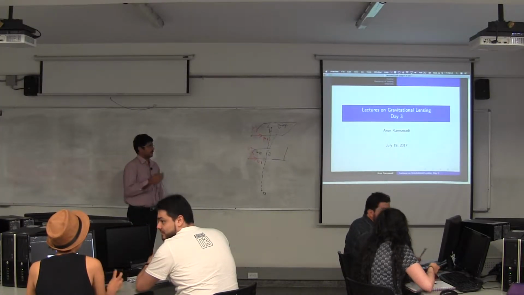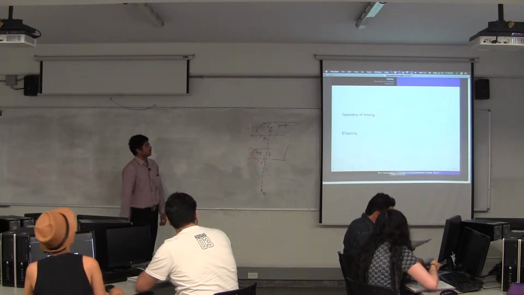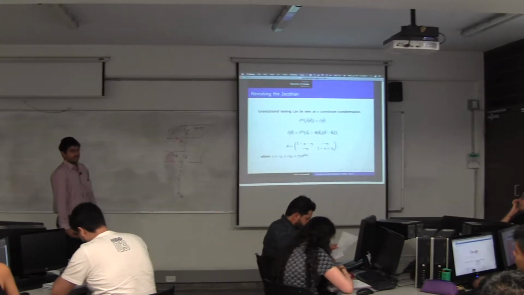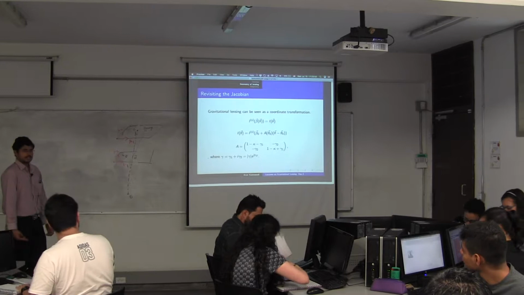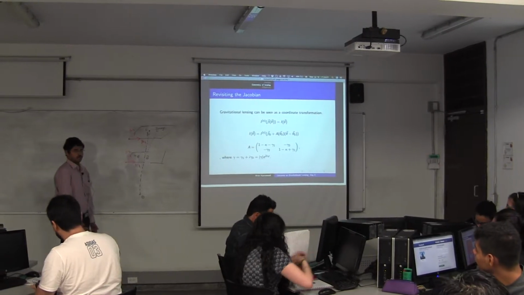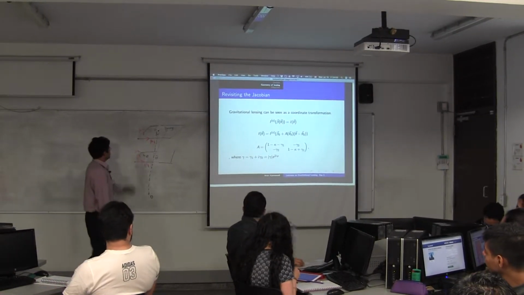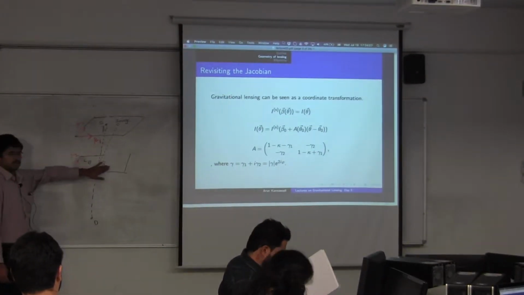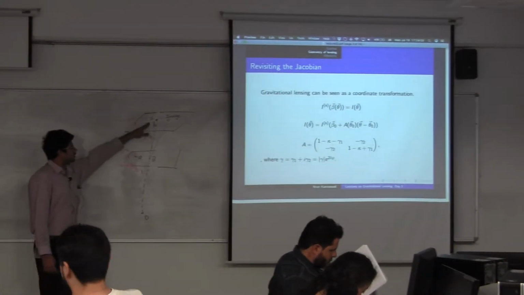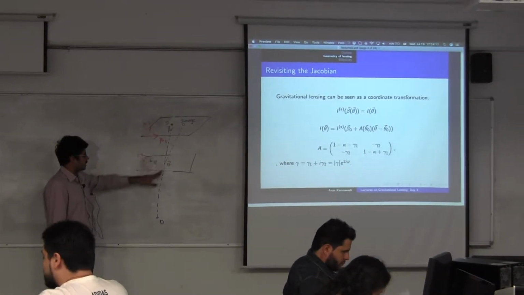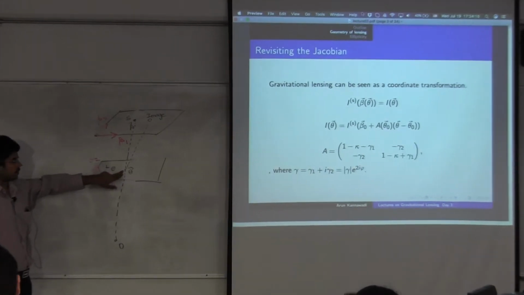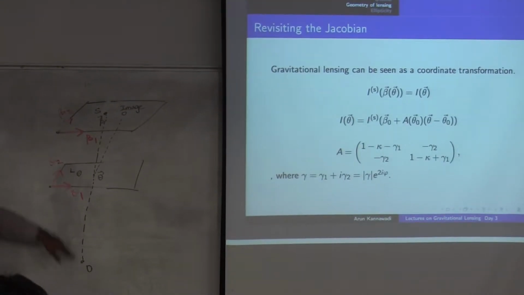Let's quickly revise what we have learned so far. To put it in very simple words, you should see gravitational lensing as a coordinate transformation. If I take the source to be here, lens to be here, then instead of traveling in a straight line, the light ray bends at this point and then it reaches us.